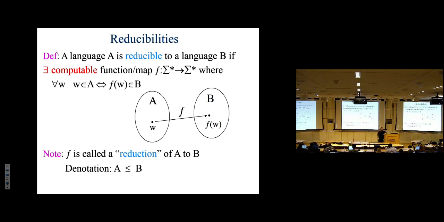It's kind of an overloaded version of that symbol. We use the same symbol, but it means A reduces to B. It's a reduction of A to B, which means exactly what the definition says. There's a function from A to B that has this property: it's computable, and it maps yeses to yeses and nos to nos. It preserves membership. Intuitively, what it means is that A is no harder than B.